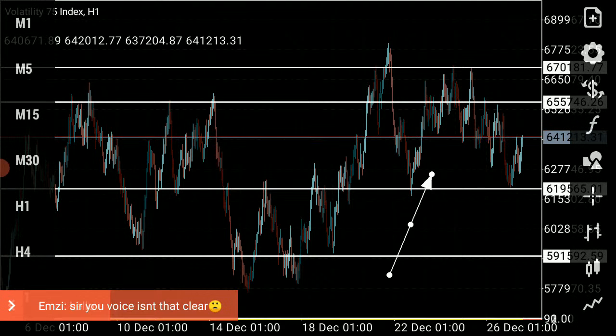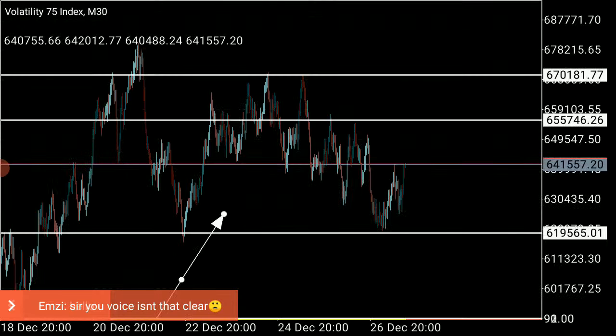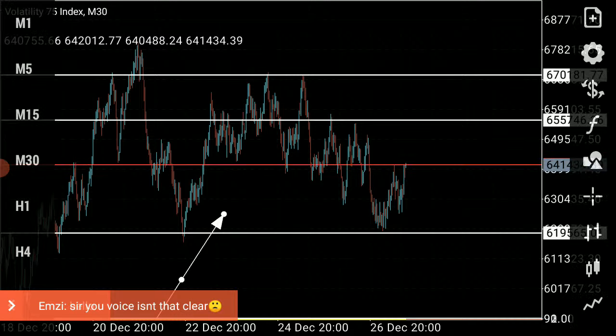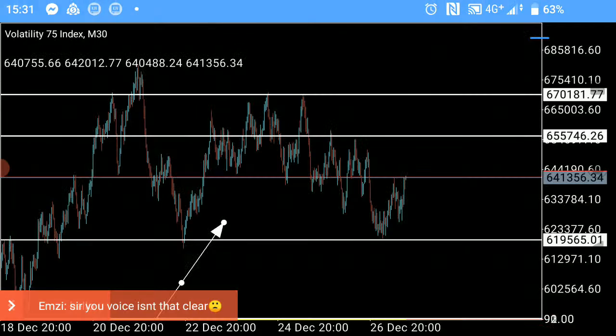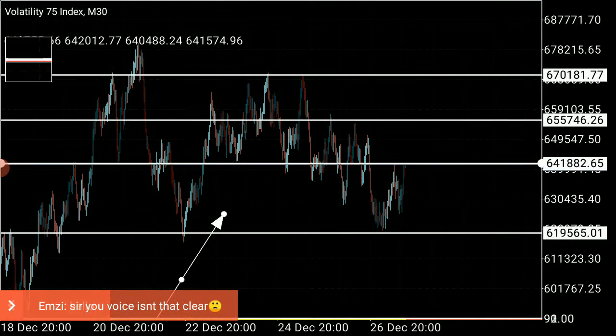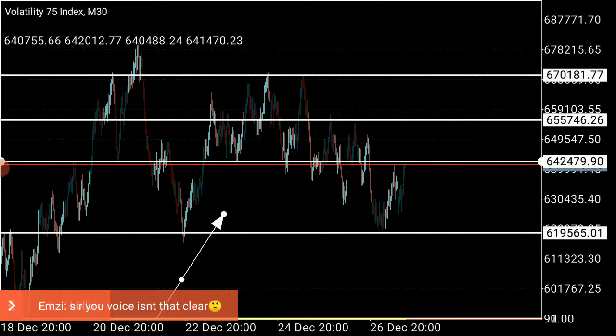Now let's hop into the 30-minute time frame. Now on viewing the 30 minutes time frame, we can see more things more clearer here. And now we can see more supports and resistance levels that we need to map out. I will tell you why we are mapping out all these levels in a bit. Okay.